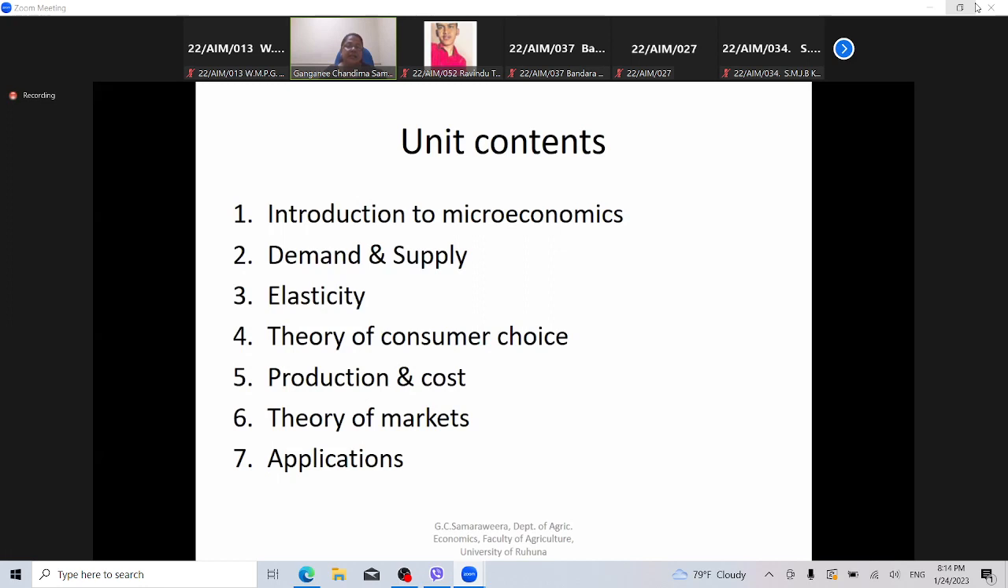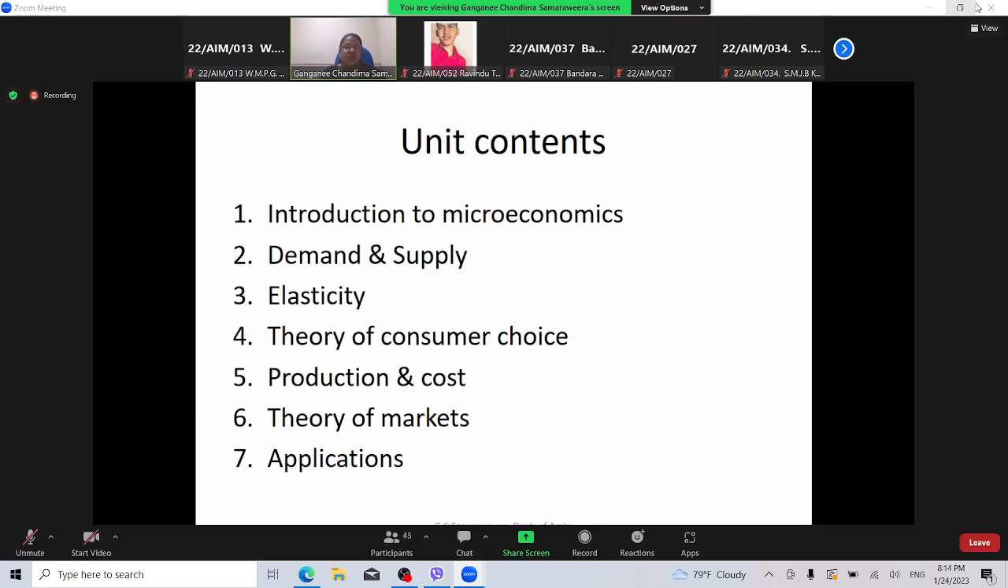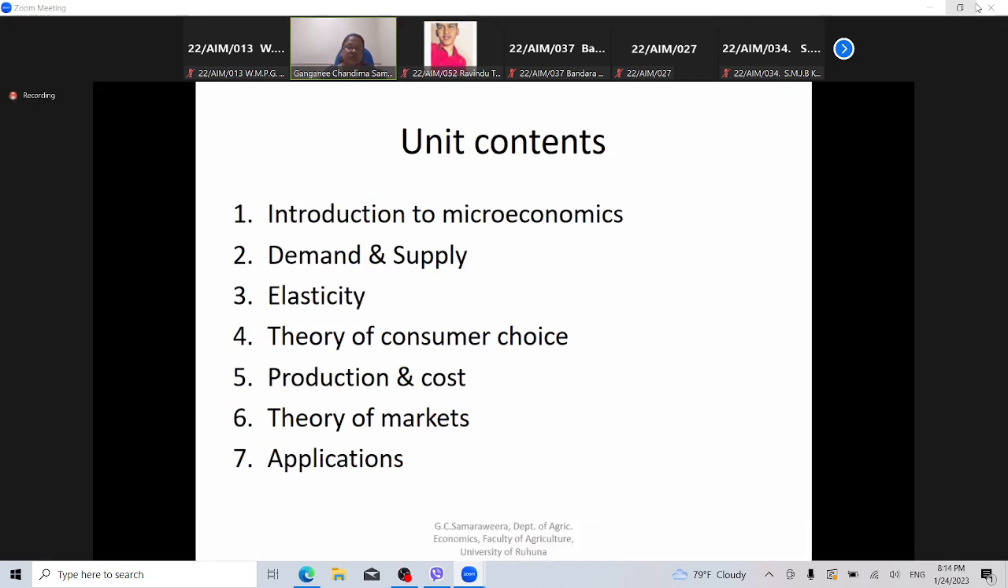Then theory of consumer choice. Your fourth content under this unit is theory of consumer choice. Then production and cost we are going to learn, theory of markets, and finally different applications we are going to learn. So these are the main contents you are going to learn throughout this course during this 30 hours period. Is it clear for you all?